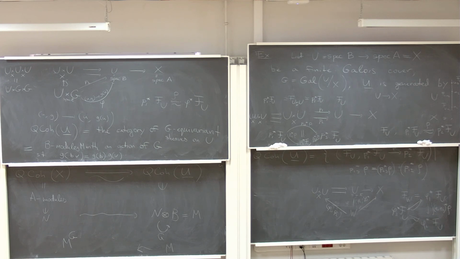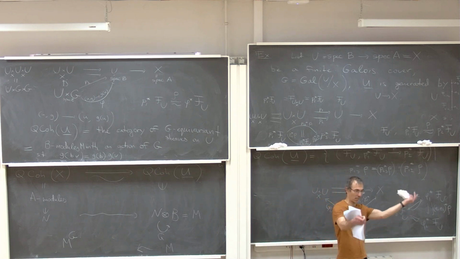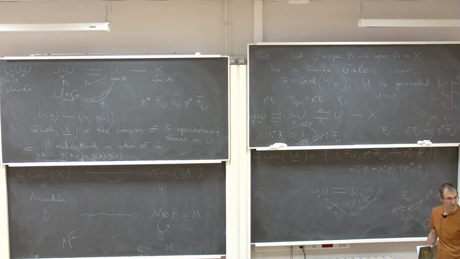So here is a baby example of this. Suppose you want to describe the category of real vector spaces. So take for X just spec R, and for U spec C. Then the claim is that the category of real vector spaces is equivalent to the category of complex vector spaces together with a semilinear action of the group Z mod 2Z, which is semilinear in the sense of complex conjugation. So the functor is the tensor product functor. The opposite functor is invariance with respect to the Z mod 2Z action.